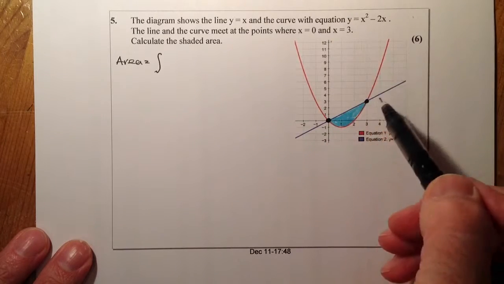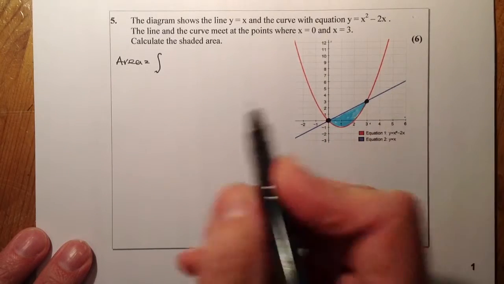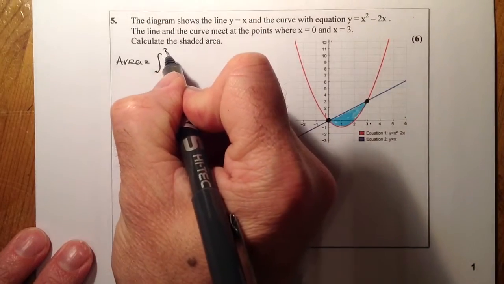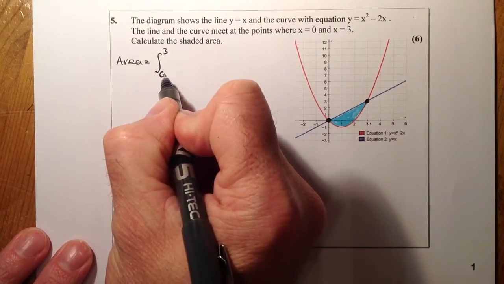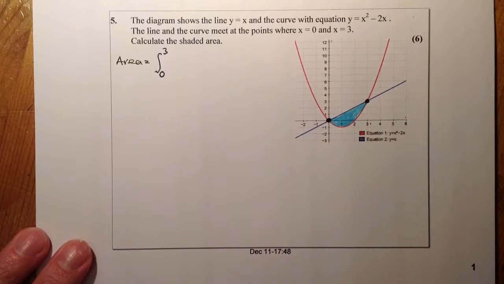So that's 0 and that's 3. Okay, so the upper limit is 3, so that's going to appear up at the top, and the 0 is going to appear at the bottom. That's how I set up my limits on the integral sign.